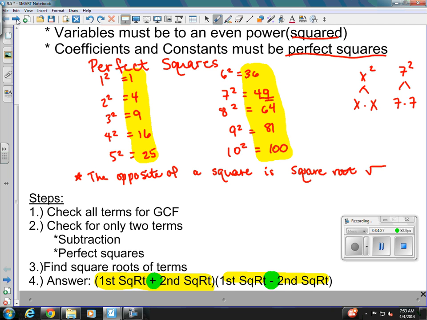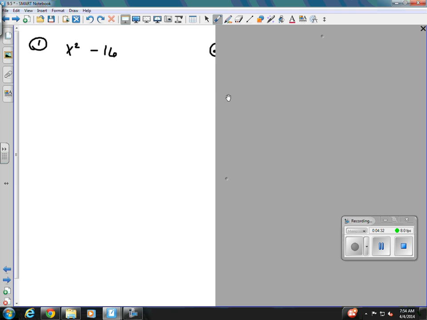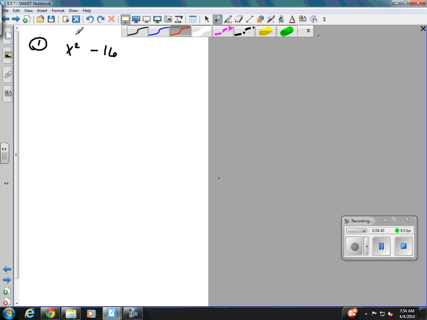So let's see an example of a DOS factoring. So example 1, we have x squared minus 16. So very first thing we do is check it for GCF. His coefficient's technically 1, so I don't have to show a GCF of 1. He has an x, he doesn't, so no GCF. So then we know it's a DOS. Because I have two terms, x is being squared, and 16 is on our perfect square list, and they're being subtracted. So two terms, subtraction, perfect squares, we're good. So then we take the square root of both of these terms.